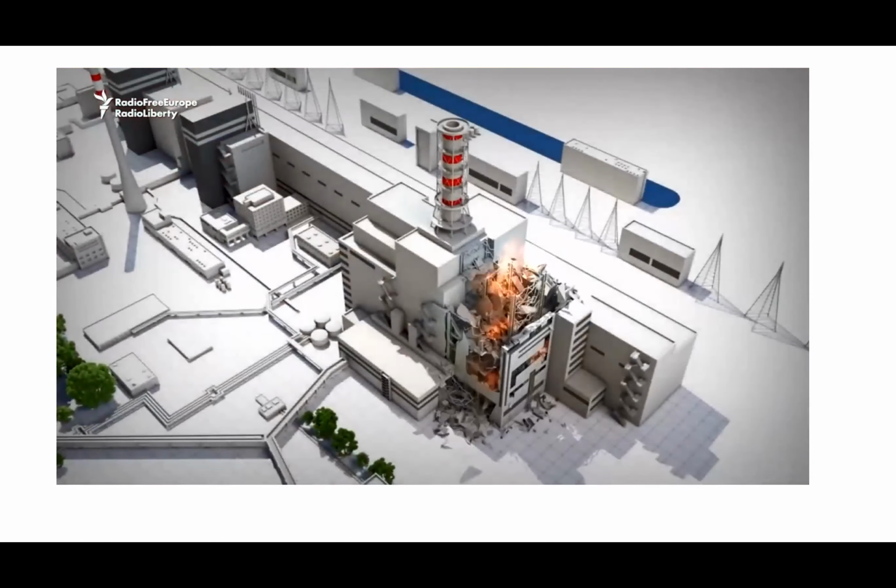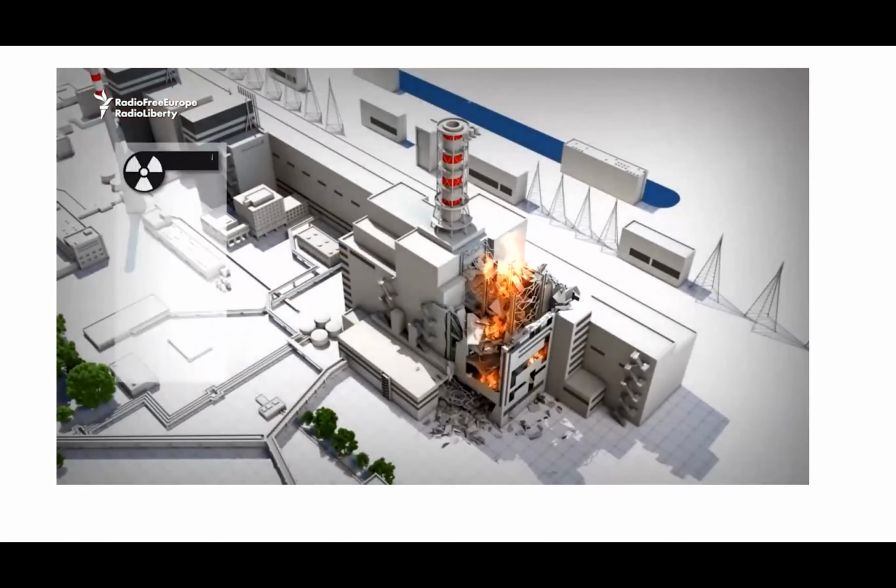At 1:23 a.m., reactor 4 exploded. It spewed 8 tons of radioactive debris into the atmosphere. 115,000 people were evacuated from a 30-kilometer zone around the plant. The battle to put out the fires inside lasted for 15 days.